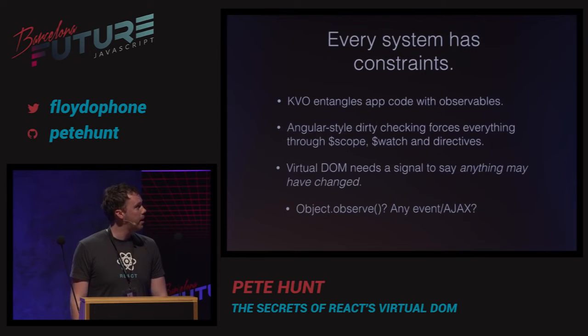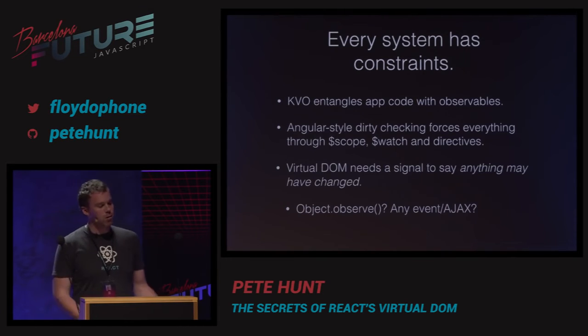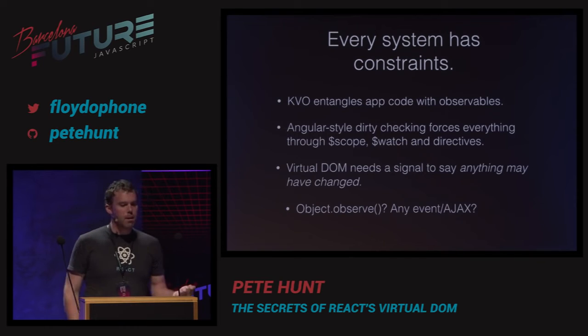And that signal can come from anywhere. It can come from object.observe, it can come from a browser event, it can come from a network request. In OM, I believe they use requestAnimationFrame to signal this.